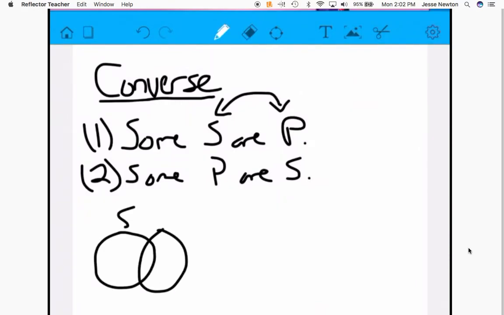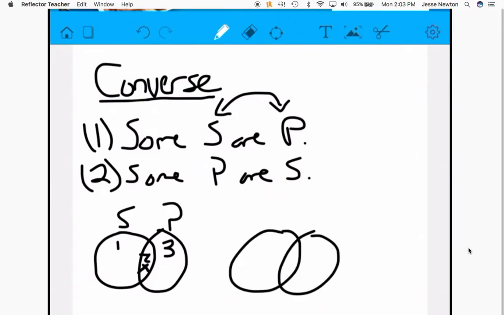Good enough. We have S and P. We have our 3 regions like before. And you might recall, how do we diagram sentence 1 up here? Well, we just put an X right here. And that shows us that some S are P. Well, how do you think we would diagram some P are S? Now, we have to keep these in the same order.